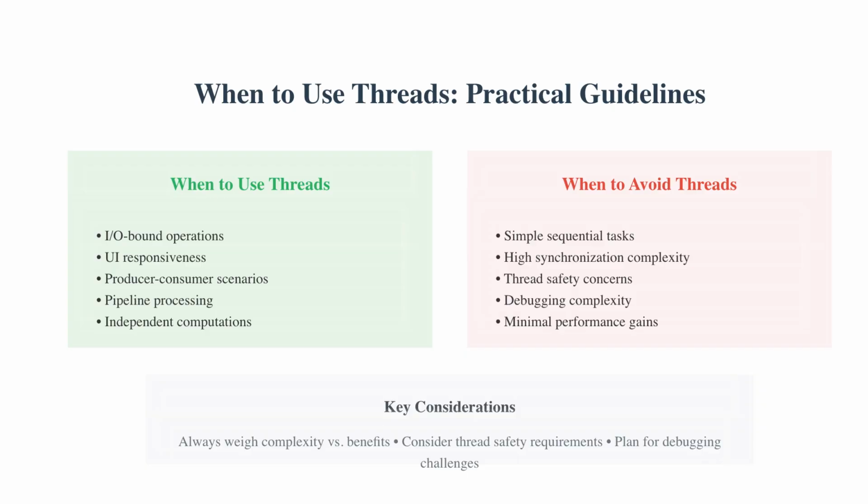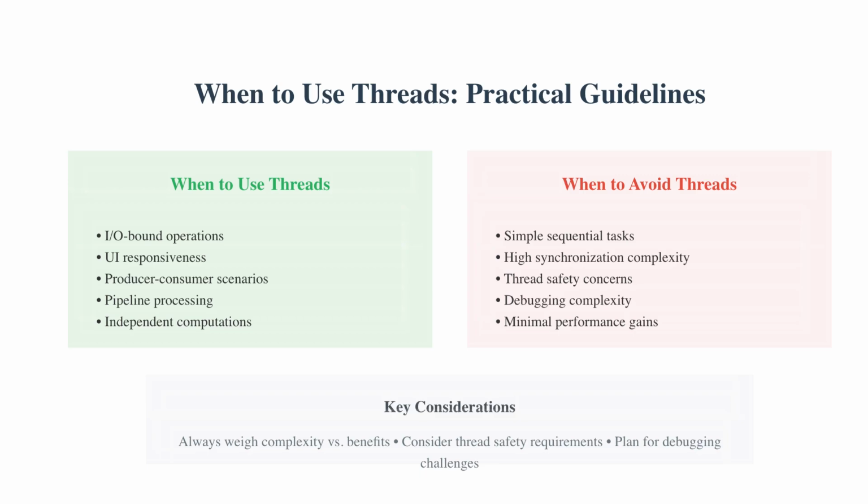Threading shines in several key scenarios. First, I/O bound operations. When your program is waiting for file reads, network requests, or database queries, threads let other parts of your application continue working. Second, UI responsiveness. Threads prevent your interface from freezing during long operations. And third, producer-consumer scenarios where one thread generates data while another processes it.